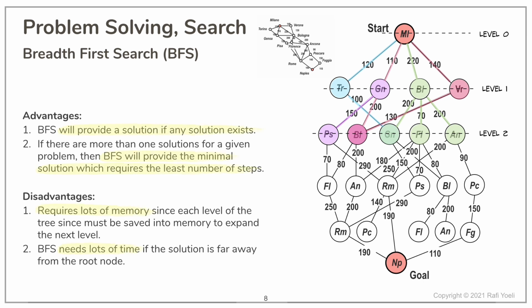First, BFS will always find a solution if one exists. Also, if a solution exists, it will always find the least cost one. The disadvantages are: first of all, it requires a lot of memory, as it needs to store all nodes at the current level. Second, it can be slow if the solution is far from the root, as it explores all nodes at each level.